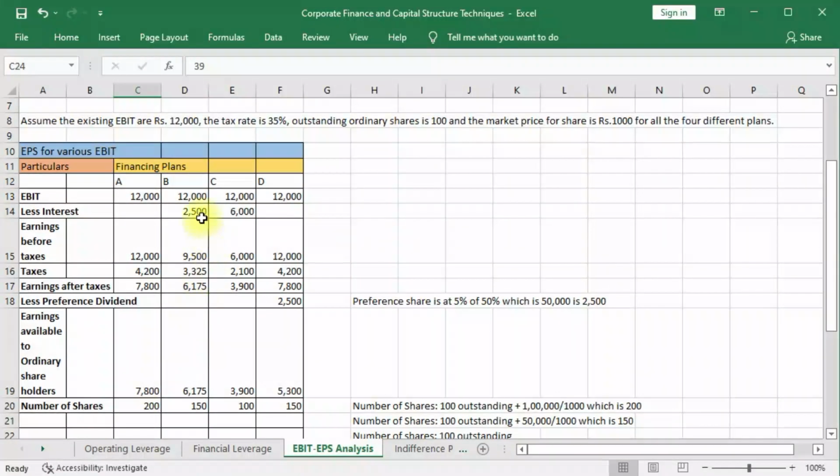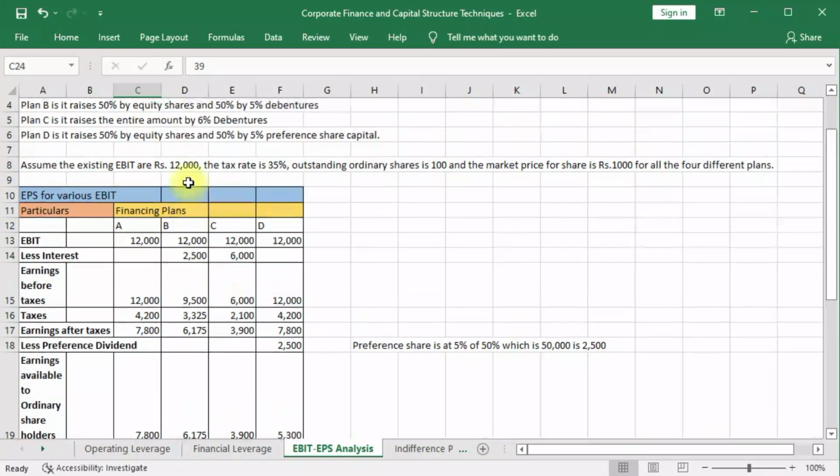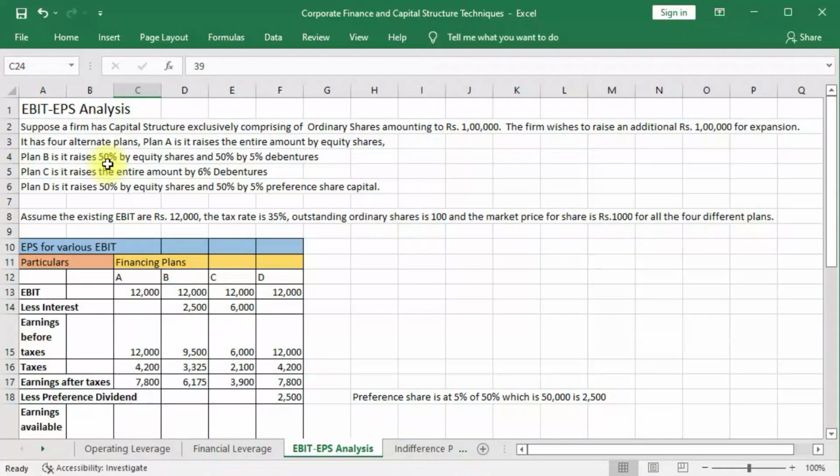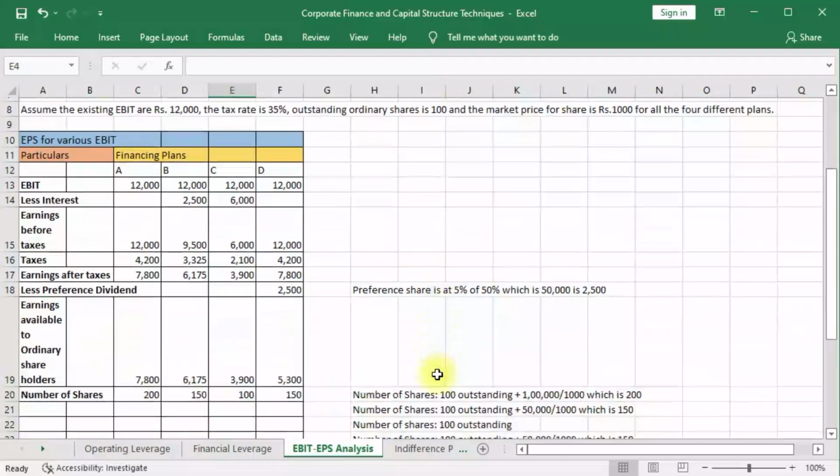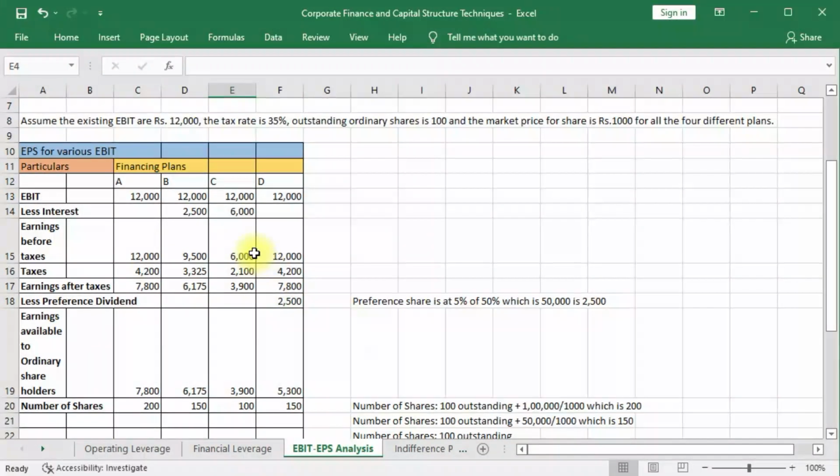Now let us take a look at Plan B. Plan B raises 50% by equity shares and 50% by 5% debentures. How much are we going to raise? It is 100,000 for expansion, out of which 50% is by equity shares and 50% is by 5% debentures. Since debentures are involved, there is 5% interest on 50,000. So what is the total interest? The total interest in Plan B is 2,500.